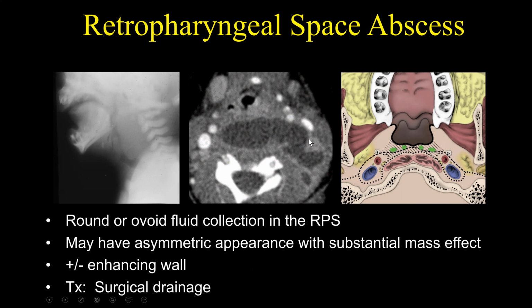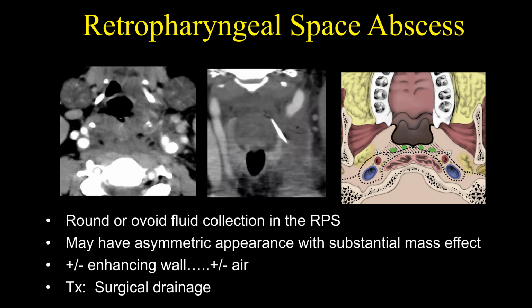Now, one thing about retropharyngeal space abscesses, unlike other areas of the body, is that the enhancement around the wall of this abscess is very variable. In fact, in my experience, true retropharyngeal space abscesses with fluid don't really have enhancement. That's unlike what you see in other parts of the body, such as brain abscess or hepatic abscesses, and so on and so forth. When you see something that looks like this, it is a true retropharyngeal space abscess, and this does need to be treated with surgery, and the treatment obviously is surgical drainage.